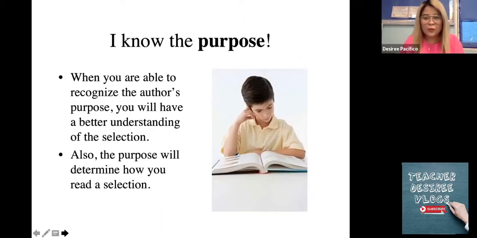So we need to know the purpose of what we are reading. We need to recognize and understand what we are reading. What does the author want us to know? What does the author want us to understand? And what does the author want to get from what he or she has written? So the purpose will determine how you read a selection or a text.